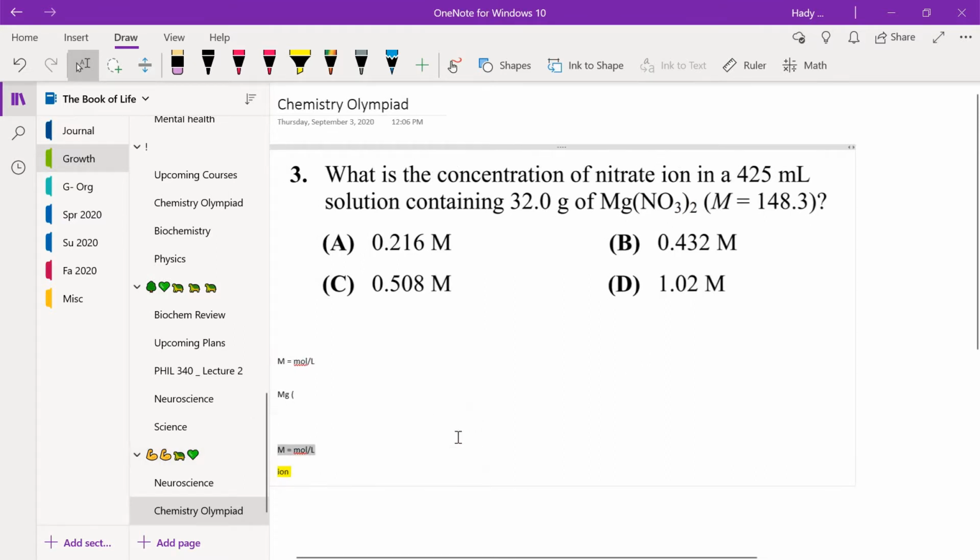You can already see this is take 2 of the video. So you have moles per liter, and it's asking for the concentration of the nitrate ion. So we have 32 grams of magnesium nitrate, and that's really significant because that's very different than just nitrate. It's asking for the nitrate ion. And you can see there's 2 nitrates per magnesium, so there's 2 nitrates per molecule.